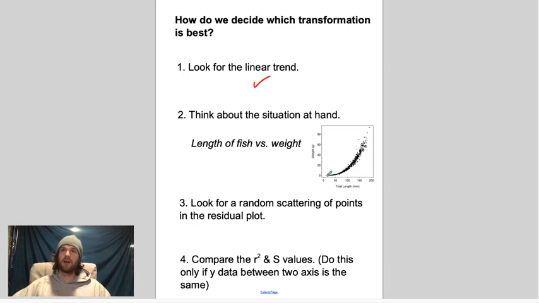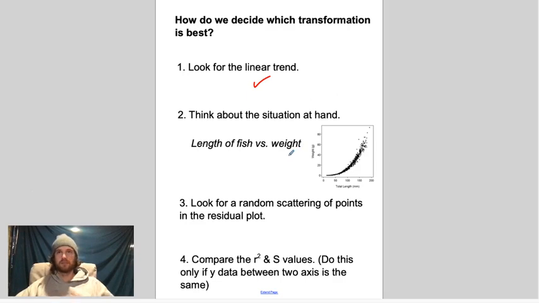It turns out it's the same as calculating volume. Weight is representative of how much volume you have for that fish. So actually, a cubic model is what biologists use for predictions from the length of fish. Cubic models are what are recommended. So think about the situation and make sure that it makes sense.